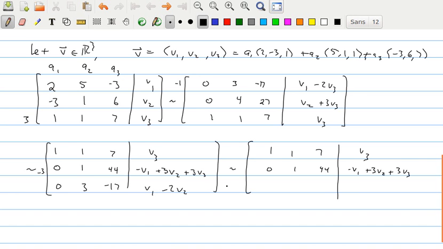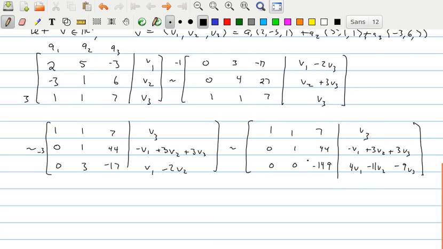And now in the bottom row, remember we multiply this by negative 3 and add it to the bottom. So we've got 0, 0. And then we've got negative 132 minus 17 is negative 149. And then we add this negative 3 of these to the bottom row. So we've got 4v1. Now we've got negative 9 minus 2 is negative 11 v2 minus 9 v3.